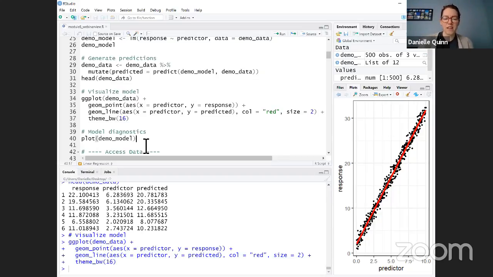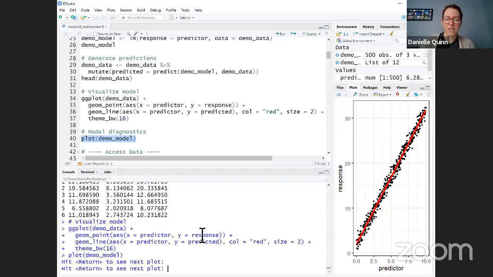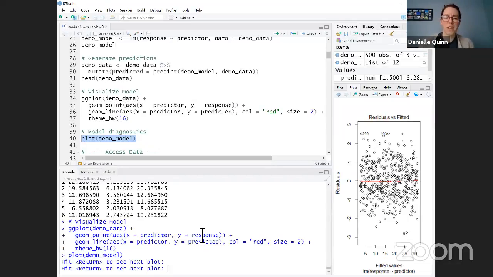But when you run this line of code, it will look like nothing has happened. But down in the console, down here, it will say hit return to see next plot. And you have to click in the console and hit return, and it will scroll through the 4 plots. But importantly, you can't run any other code until you've clicked down here and scrolled through the plots.